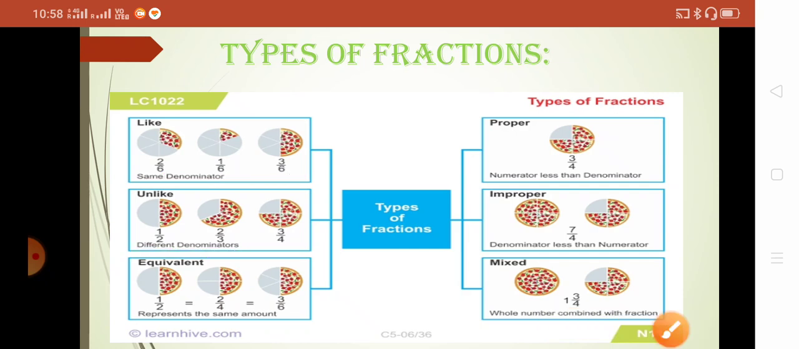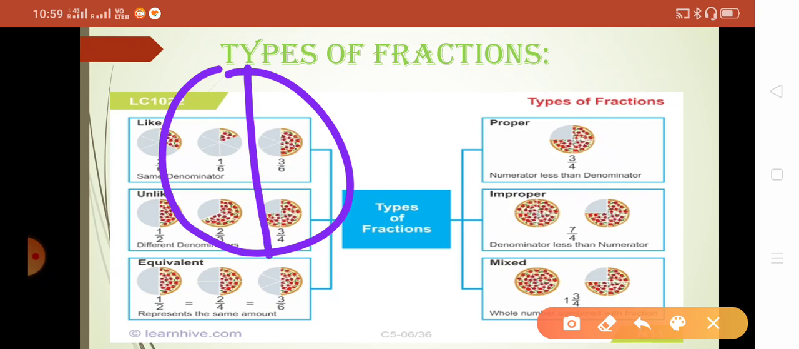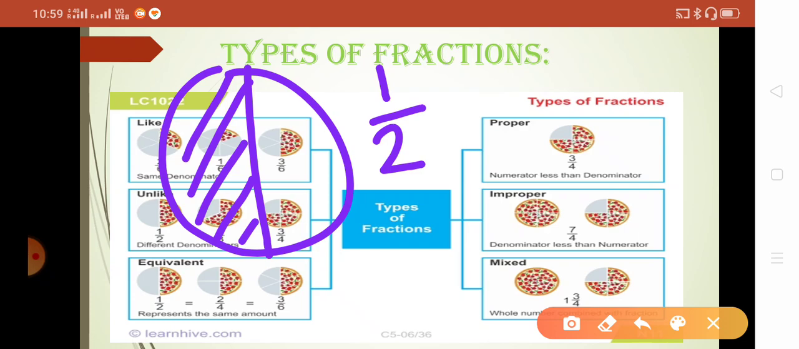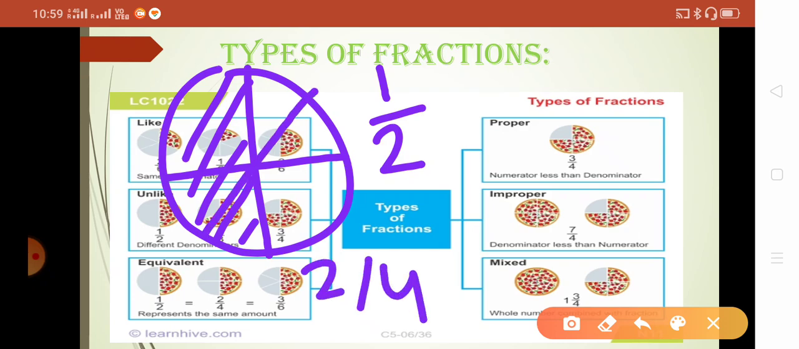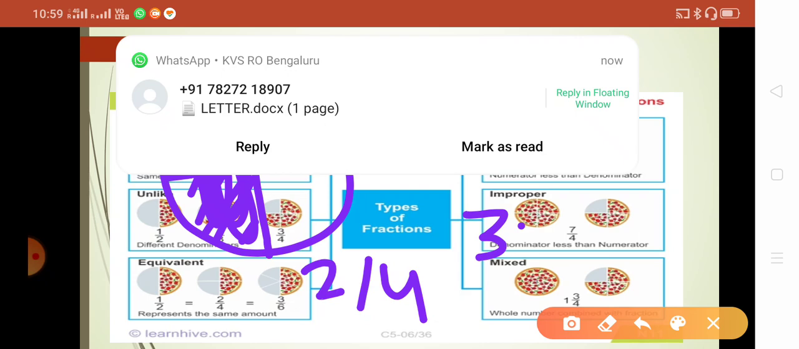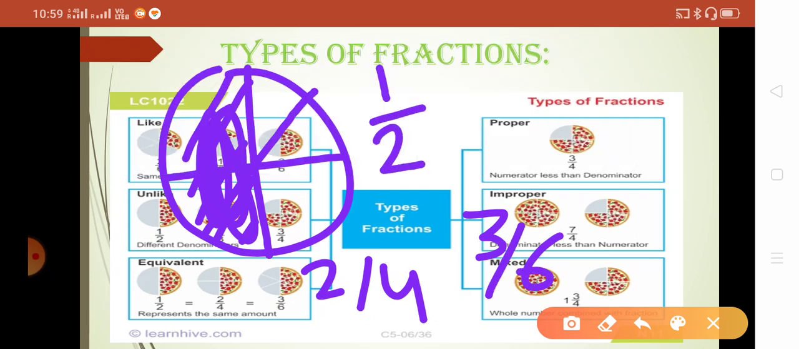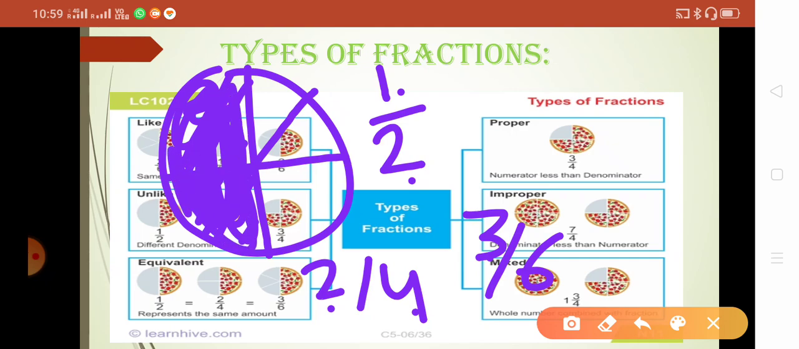You have a pizza and you have divided it into 2 equal parts. You have eaten one part and you are left with 1. So here the fraction is 1 by 2. Now you have divided it into 4 equal parts and you have taken 2 out of it. Now it becomes 2 by 4. If you divide it further into 6 equal parts and you have taken 3 parts, now you are left with 3 by 6. That means these 1 by 2, 2 by 4 and 3 by 6 all represent the same value. That's why these are known as equivalent fractions. Clear?